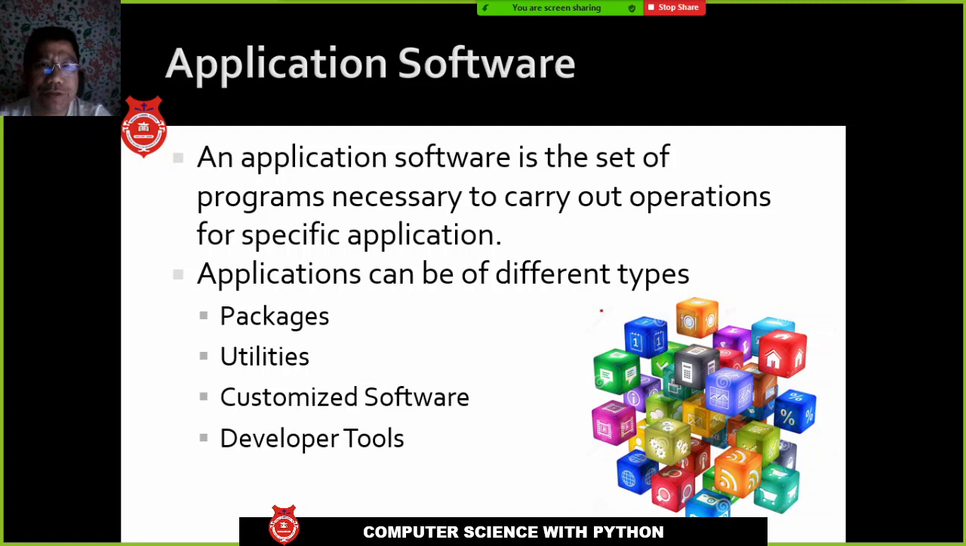Therefore, system software are necessary software, while application software are for a specific purpose, not necessary.